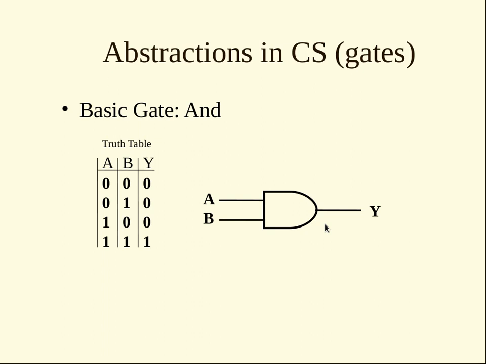Following the line: 0 and 0 is 0, 0 and 1 is 0, 1 and 0 is 0, 1 and 1 is 1. Are these truth tables too bad? No? Okay. Pretty straightforward.